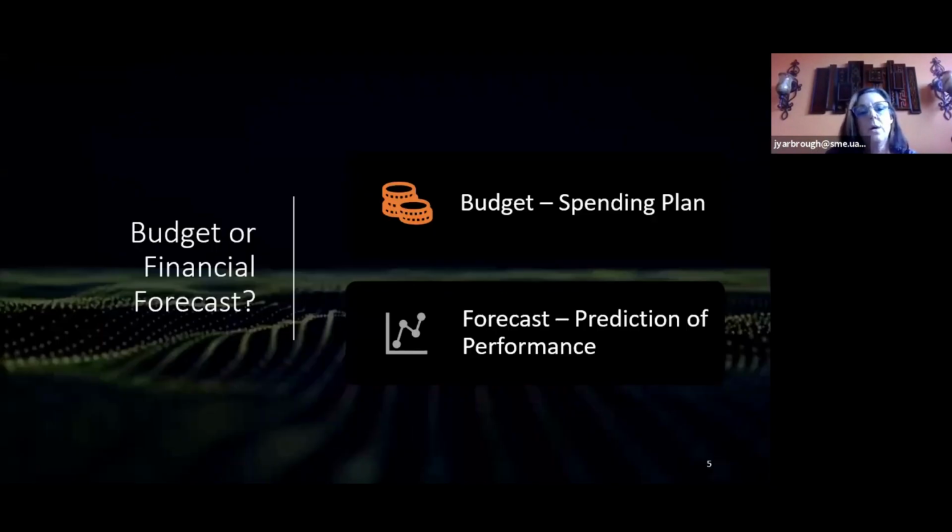All right, so sometimes folks might not understand clearly the difference between a budget and a financial forecast. The budget is what you actually plan to spend. Let's say you have $800,000 of actuals, and we planned to spend $900,000. And we actually broke that budget down into specifics.